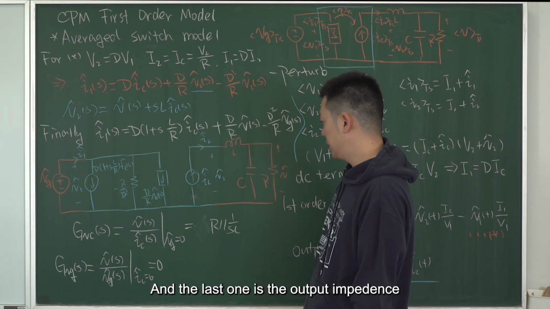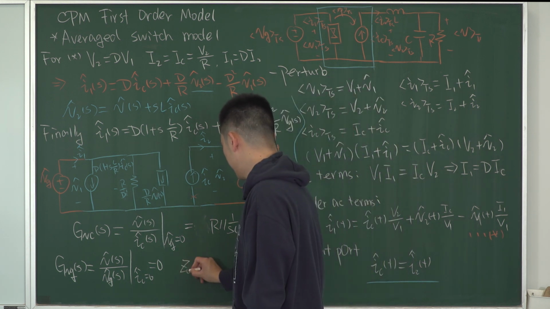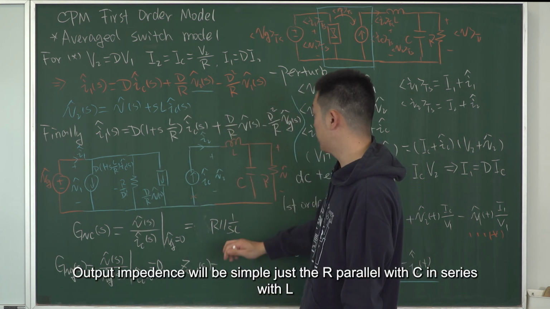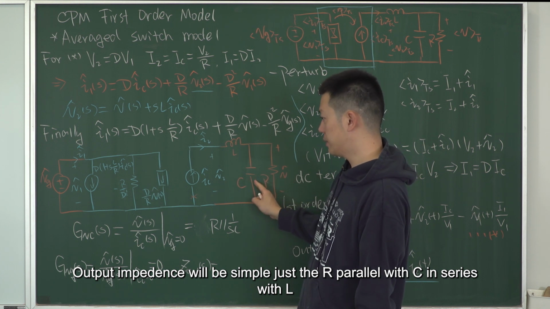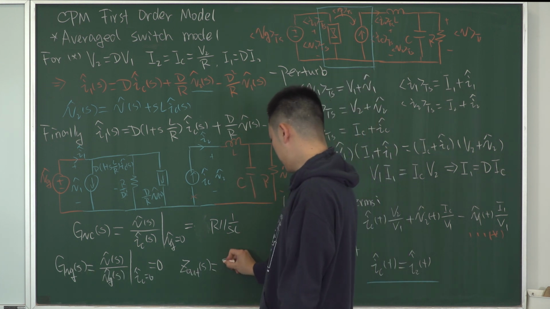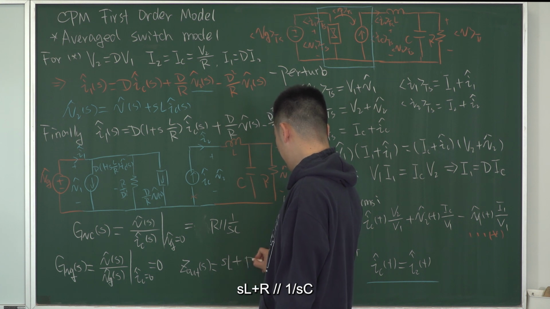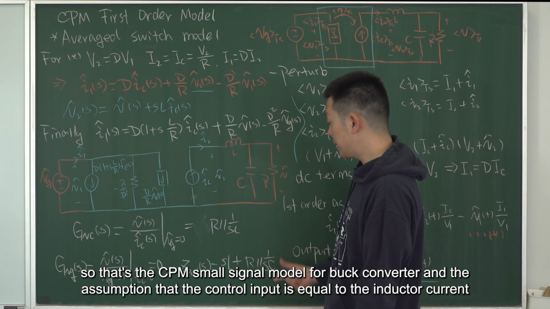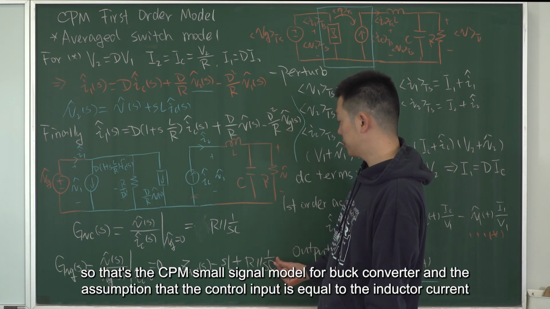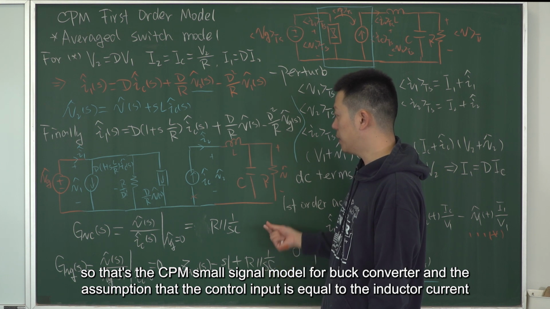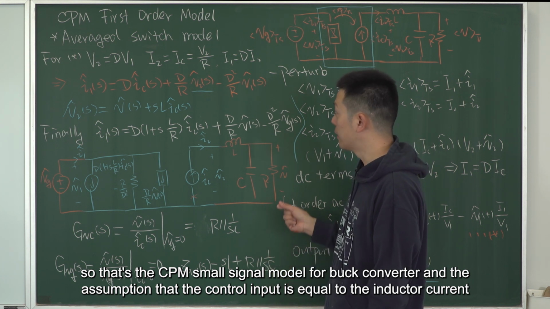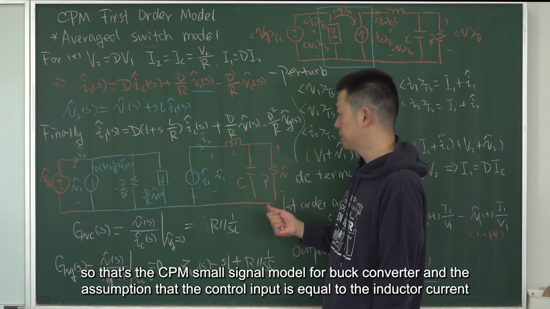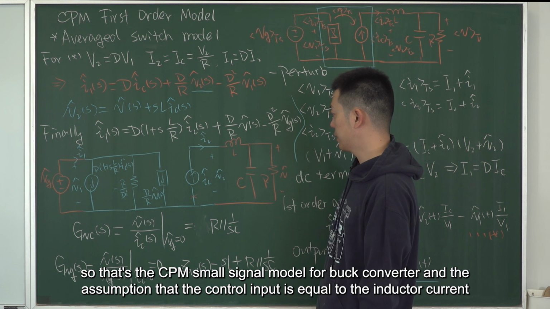And the last one is the output impedance. Right, output impedance will be simple, just the R parallel with C in series with L, so SL plus that. So that's the CPM small signal model for buck converter under the assumption that the controlling input is equal to the inductor current.